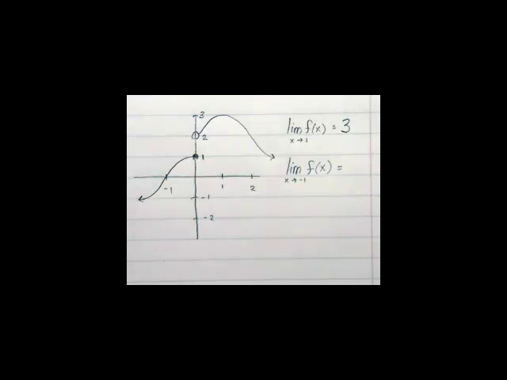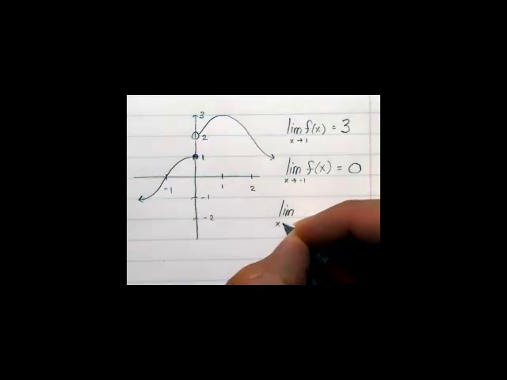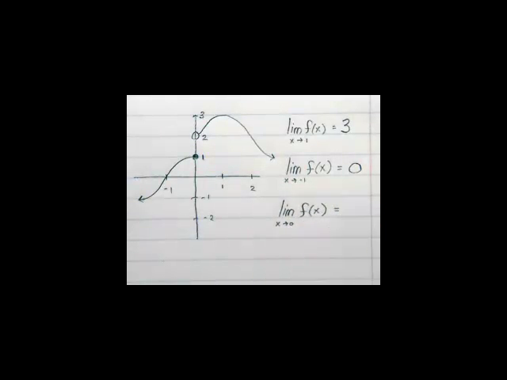Okay, so what is the limit as x approaches -1 of that function then? So as x gets closer to -1, y is getting closer to what? That one's 0.